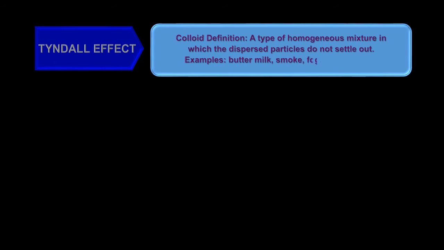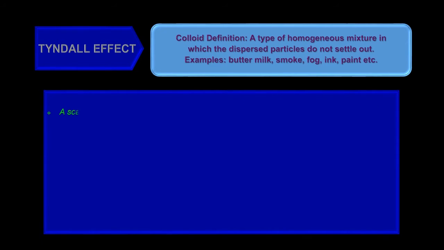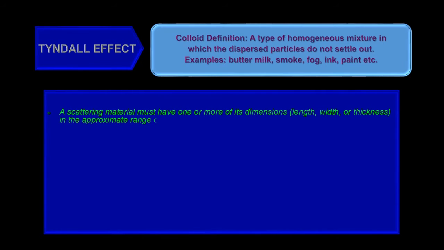Tyndall effect is the scattering of light by colloidal particles. Colloid can be defined as a type of homogeneous mixture in which the dispersed particles do not settle out. Examples: buttermilk, smoke, fog, ink, paint, etc. The important thing to be remembered here is that a scattering material must have one or more of its dimensions, either length, width or thickness, in the approximate range of 1 to 1000 nanometers.